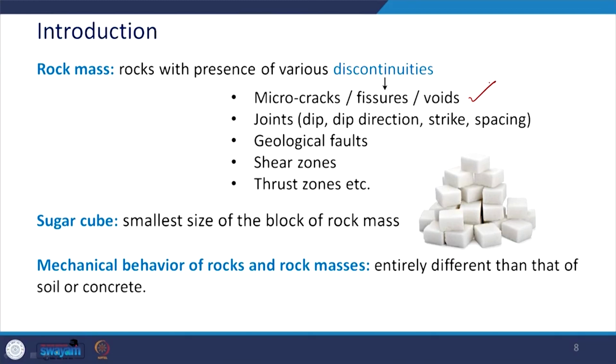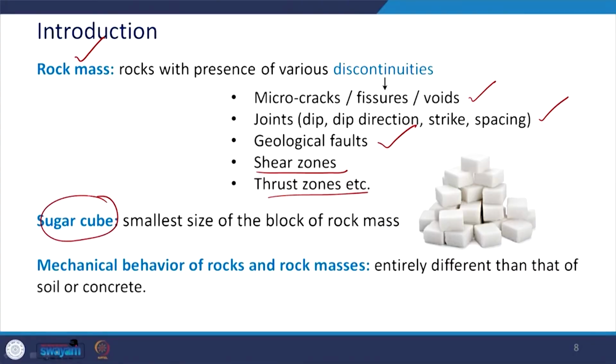Now, coming one step ahead, that is rock mass. When this rock has various discontinuities, okay, these discontinuities can be in the form of micro cracks, fissures or voids. They can be joints, geological faults, shear zones or thrust zones. Then we call that rock mass. Please remember that rock with the presence of various discontinuities is called rock mass.